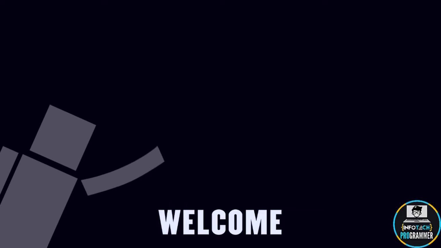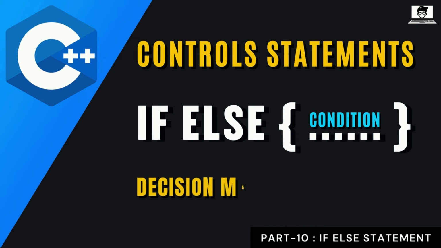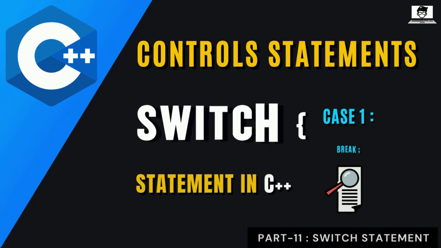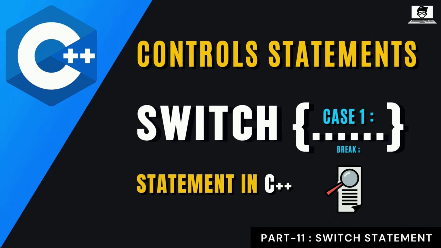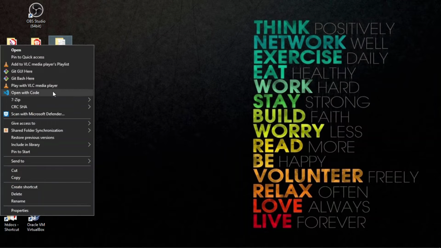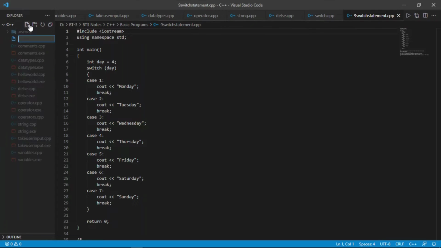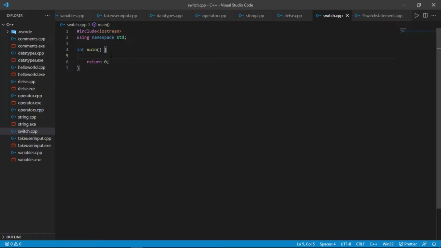So last time we had seen some control statements, in which we had seen the decision making statement, that was the if else statement. So now we will see the switch statement. So let's get started. Now I will open my folder by right click and open with code. And now we will make a new program of switch statement. I will name this file switch.cpp. Now I have pasted that basic code here.